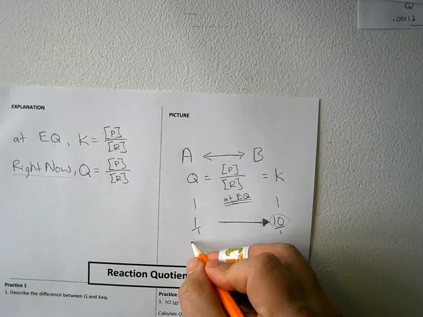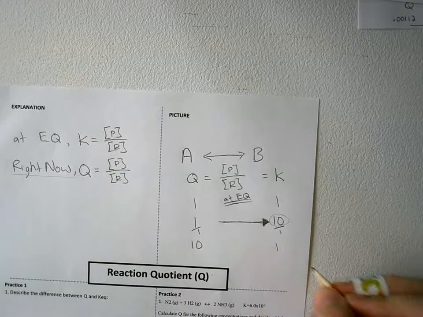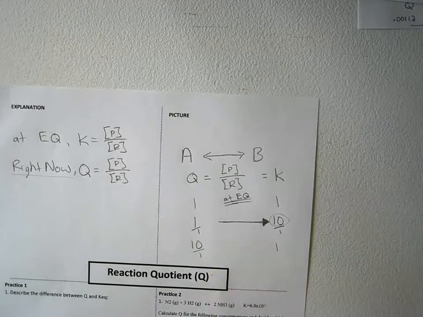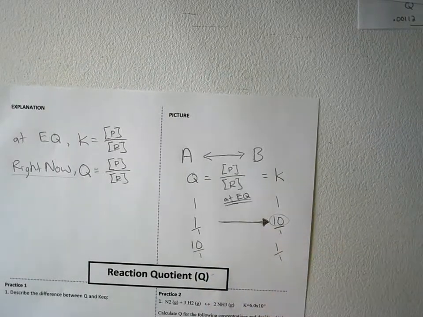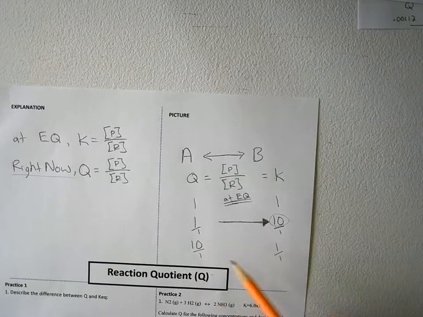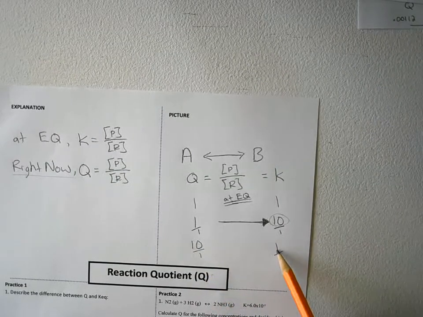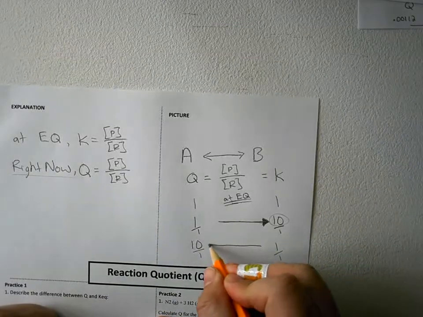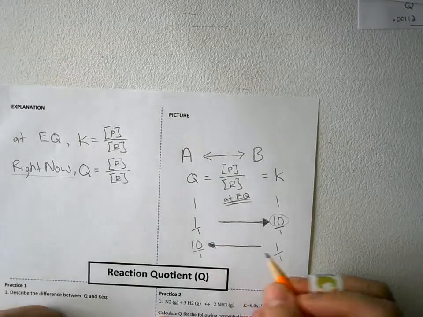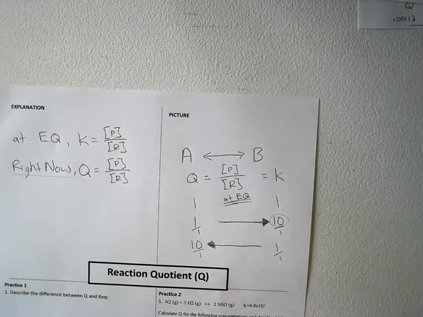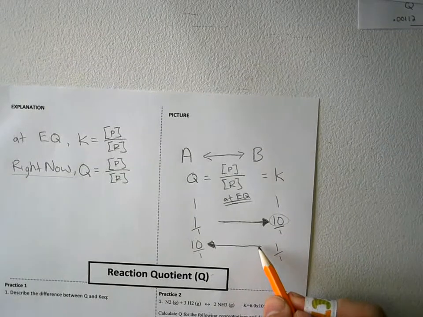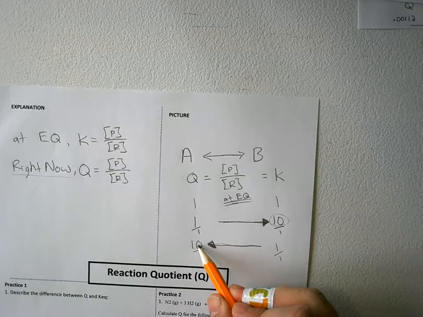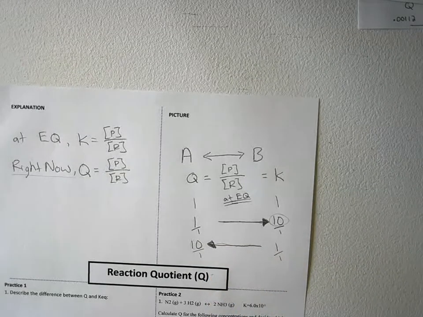And now the final situation, what if Q were 10 and K was 1? So now again, to envision these as ratios, let's say Q is like 10 over 1 and K is like 1 over 1. So now it looks like we have way too much product and we want the product to go down. If you want the product to go down, again, I'm just going to always draw my arrow towards that greater value. That means we need to make more reactants and take the products away. So this reaction right now would favor the reverse reaction to get that Q value down closer to that 1-to-1 ratio.